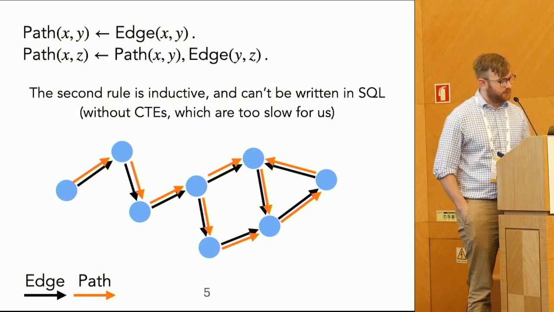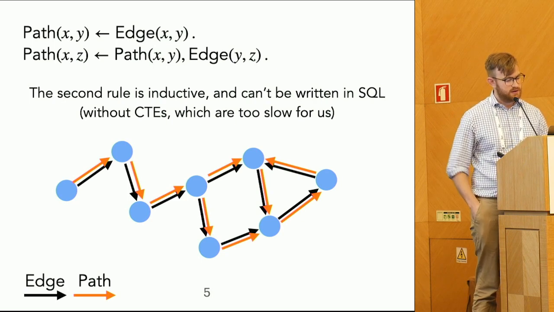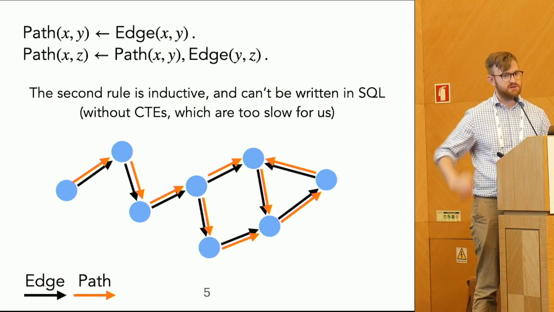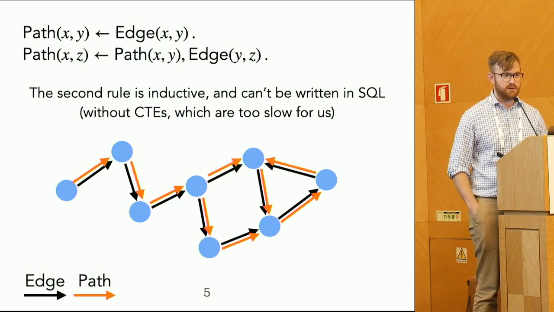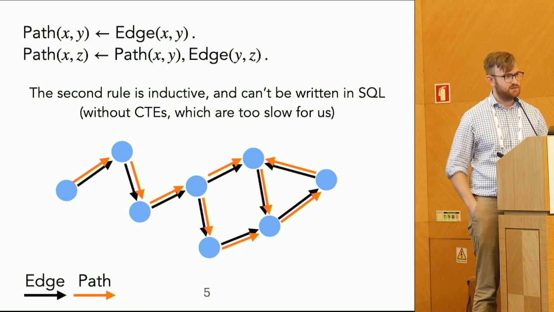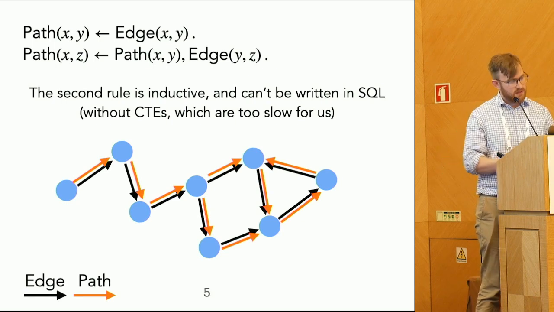Now the second rule is sort of a recursive or inductive rule. And we can't write this using SQL. Well, we kind of can if we use some extensions, but those extensions are not really going to be good for our purposes. They're a little bit too slow. SQL engines aren't really made to handle these kinds of heavily recursive queries. That's what Datalog is for.